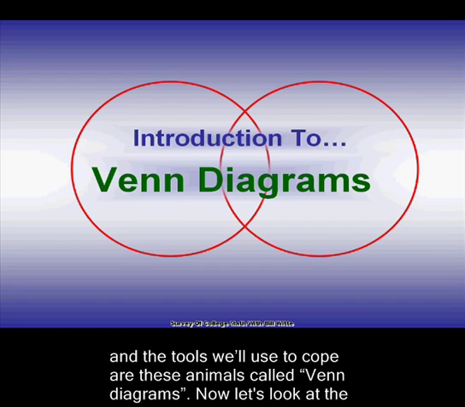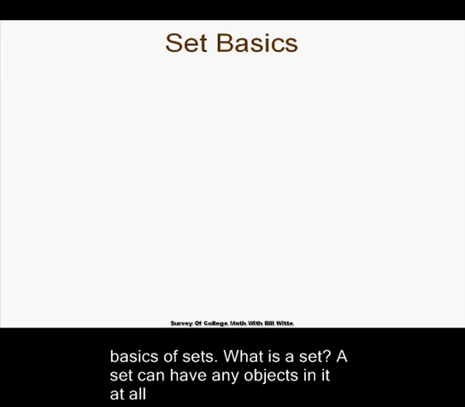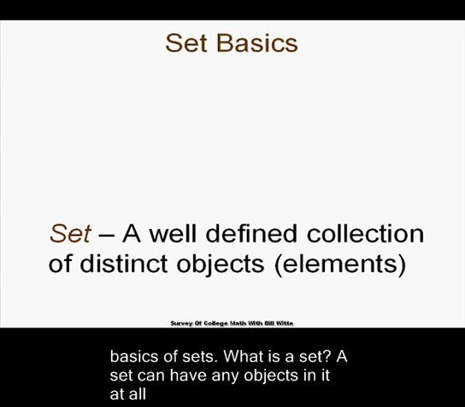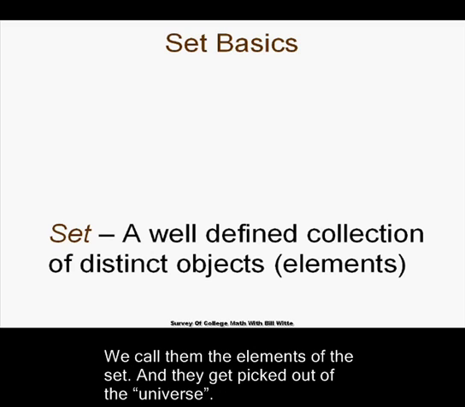Venn diagrams. But let's look at the basics of sets. What is a set? A set can have any objects in it at all. It has to be, however, a well-defined collection of different, distinct objects. We call them the elements of the set.